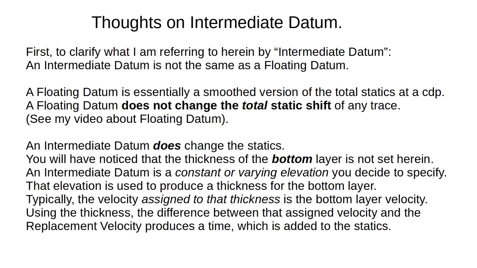You will have noticed that the thickness of the bottom layer is not set herein. An intermediate datum is a constant or varying elevation you decide to specify. That elevation is used to produce a thickness for the bottom layer. Typically, the velocity assigned to that thickness is the bottom layer velocity. Using the thickness, the difference between that assigned velocity and the replacement velocity produces a time, which is added to the statics.